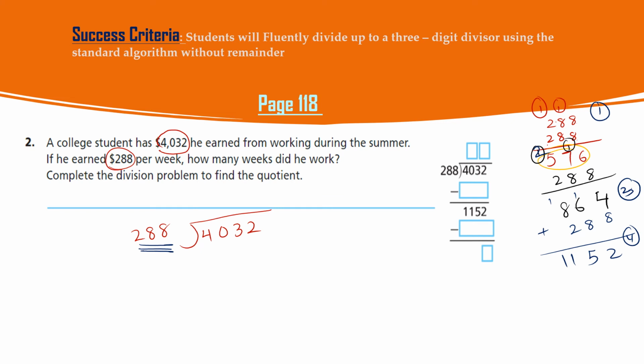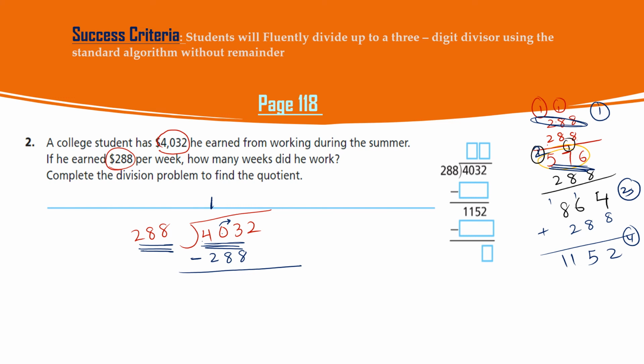Here 3 digits, so inside also 3 digits. Now 288 times 1 is 288, and if you add 288 more, 576 is bigger than 403. So we will write one time 288. Now subtract. 8 doesn't go from the 3, so you take the 1 here.